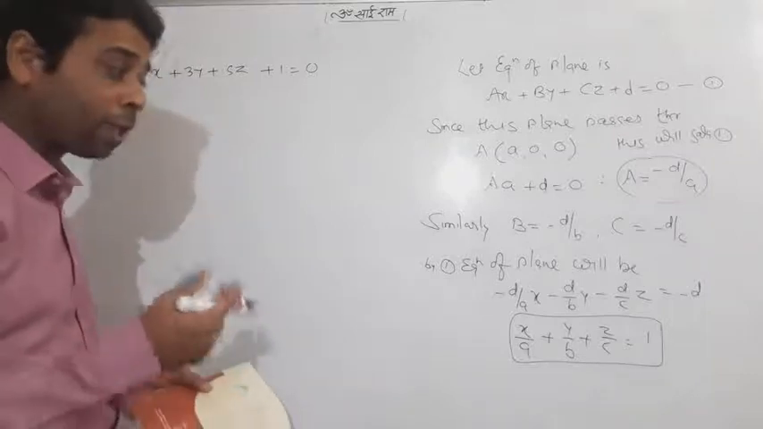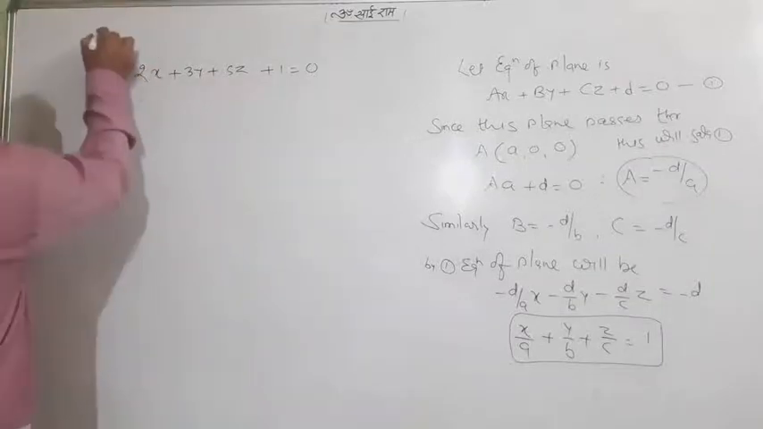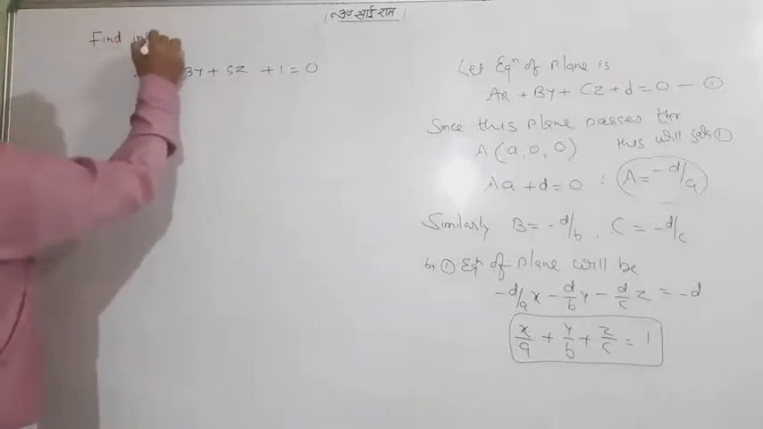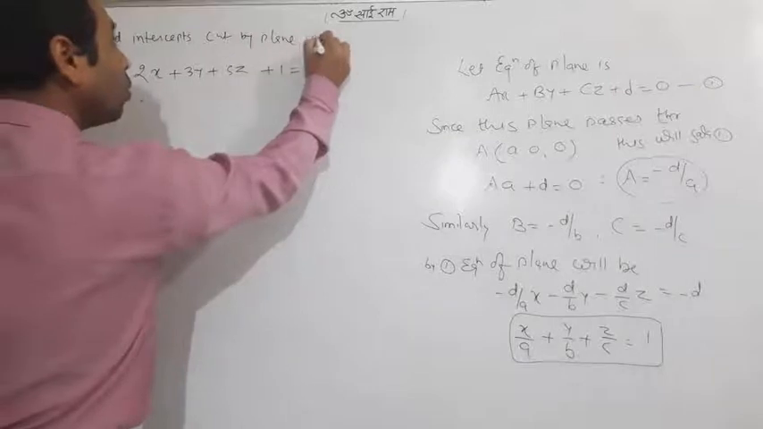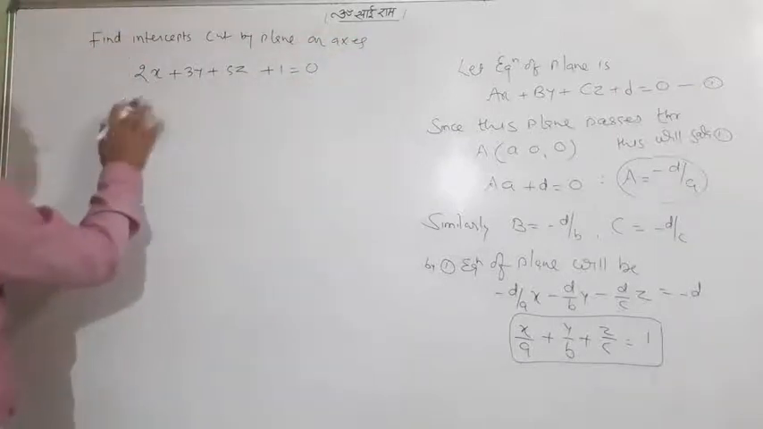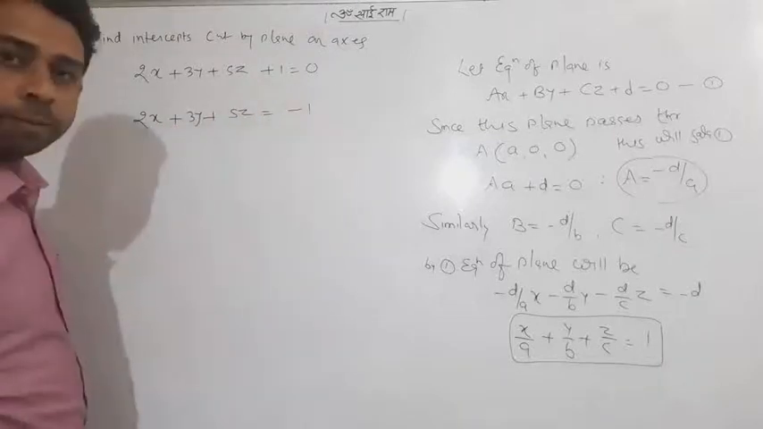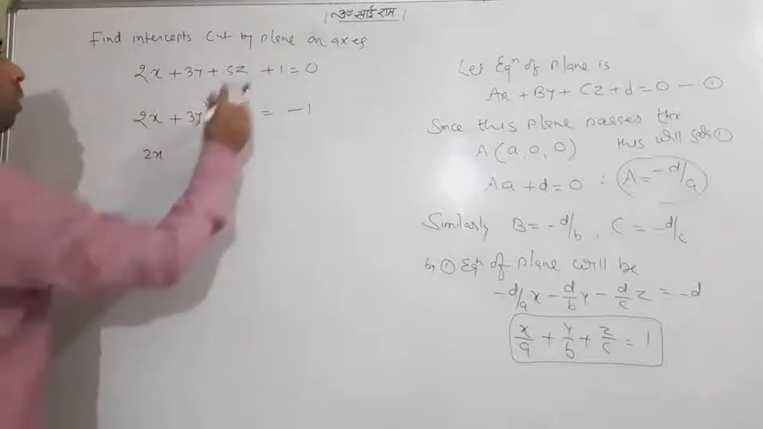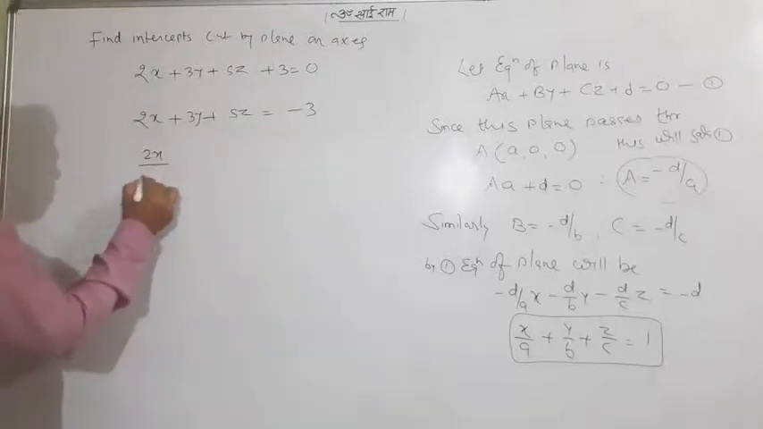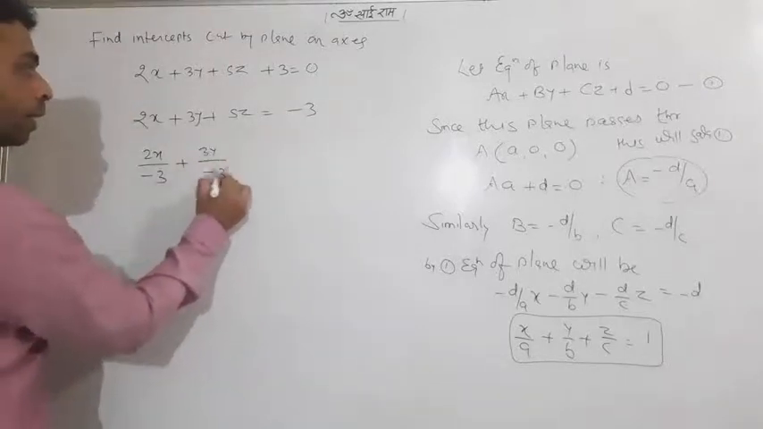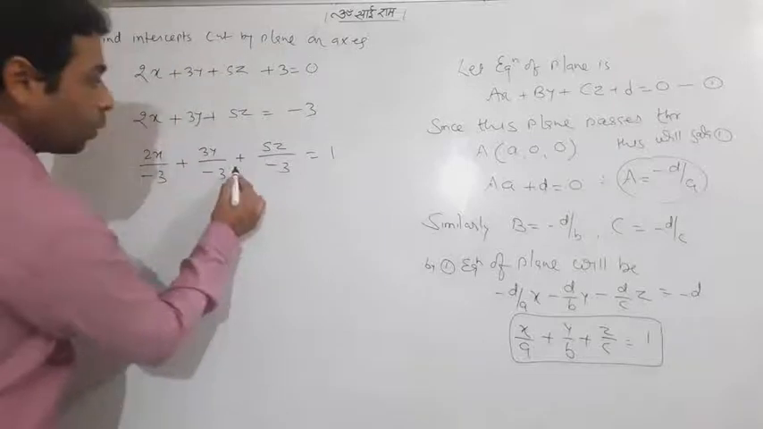So how can we find out? Definitely we have to convert this equation into intercept form. I can tell you. Look at what the question actually is. Find the intercepts cut by the following plane on the 3 axes. So your answer, how can we start the answer? I tell you. First of all, you transfer the 1, so it becomes minus 1. You transfer the 3 like that, like that, like that, and 1 comes here. Now make this equation like this one.